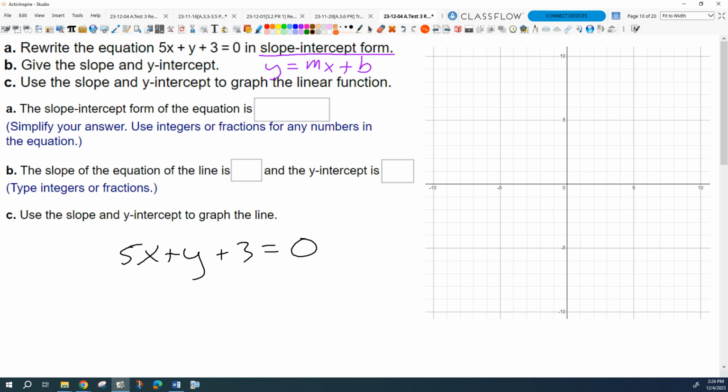What are the algebra steps I'd have to do to get it into slope-intercept form? Okay, subtract 5x. Good, that's one thing. What else? Subtract 3, and I've got to do the same thing to both sides, don't I? Subtract 5x and subtract 3. And perfect. And the whole point of that was to isolate the y, wasn't it? To put a linear equation into slope-intercept form really just means you're going to isolate the y and then simplify the other side, right?